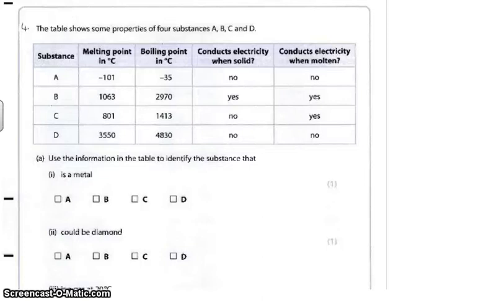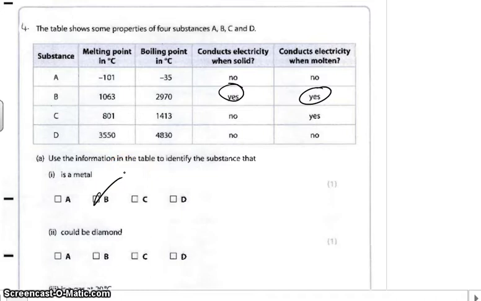The table below shows the properties of 4 substances A, B, C, and D. Use the information in the table to identify the substance that is a metal. So, metals conduct electricity when they're solid. Yes, they do. Do they conduct electricity when they're molten? Yes, they do. So there you go, there are your 2. Okay, so substance B is going to be your metal.